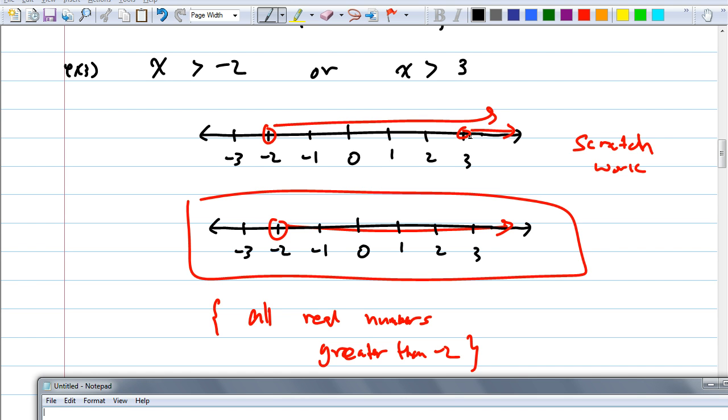Yeah, you don't need to say greater than 3 because it's included in here. Any question? How many people got this right? Raise your hand. Good. Now let's move on. Okay, what about this?